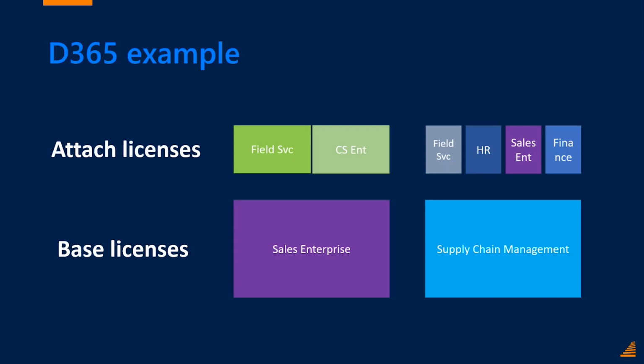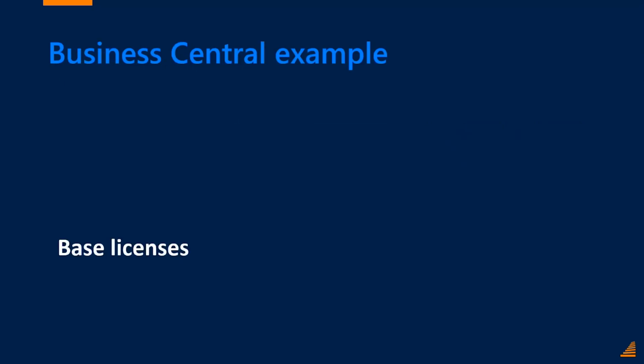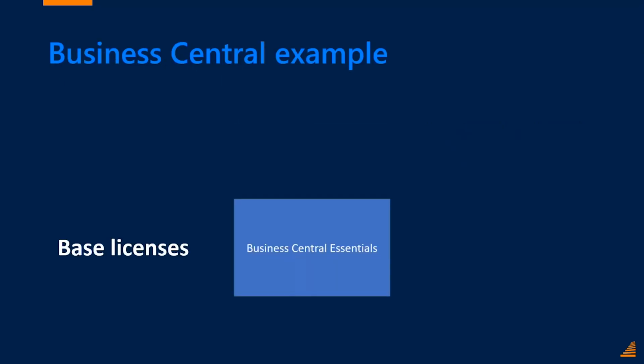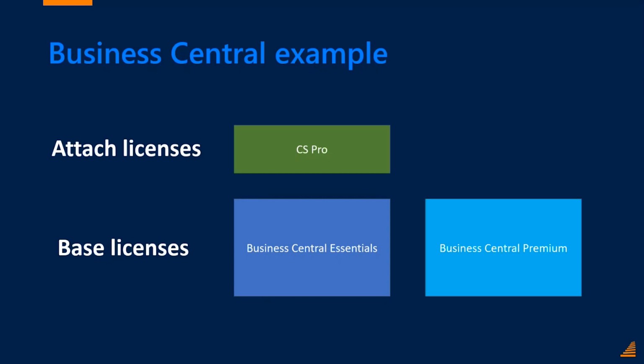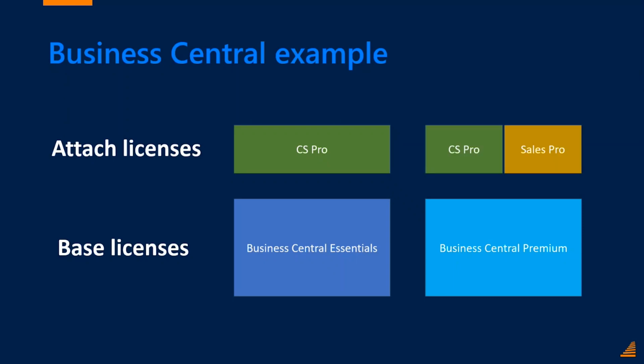And then similar example for Business Central, you would have Business Central Essentials, and you could put, let's say, Customer Service Pro on top of that. Or you have Business Central Premium, and then with that one, you have Pro, Customer Service Pro and Sales Pro. So customers, once they have a base license, there's flexibility as to which things they can attach on top.